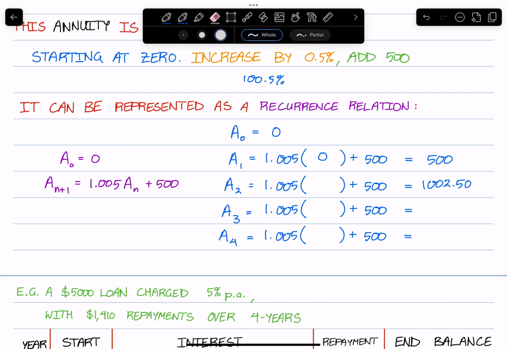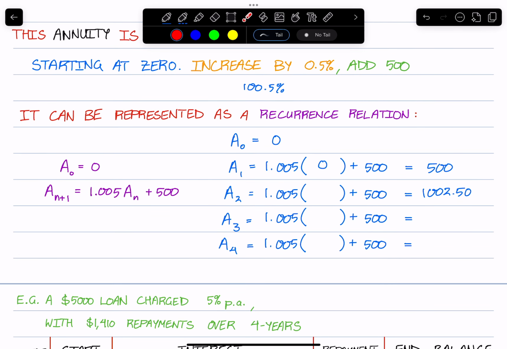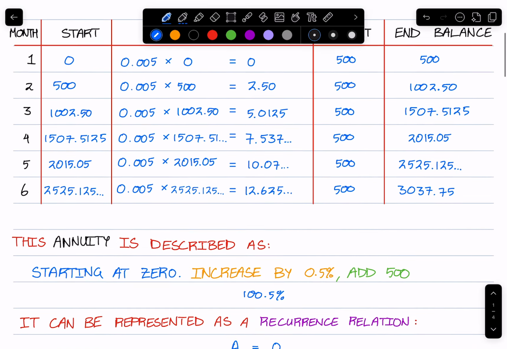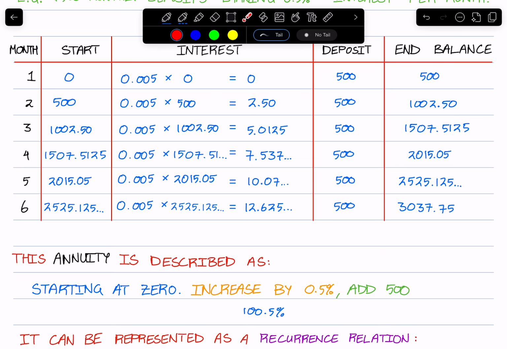You can check on your calculator here. I've already done a few. Starting on 0, we are multiplying by 1.005 and then adding 500. Here's the first calculation. The value of the previous year becomes the input. We get the results, and that becomes the input. And then we get the results. You can check using your calculators. This is what we are calculating.